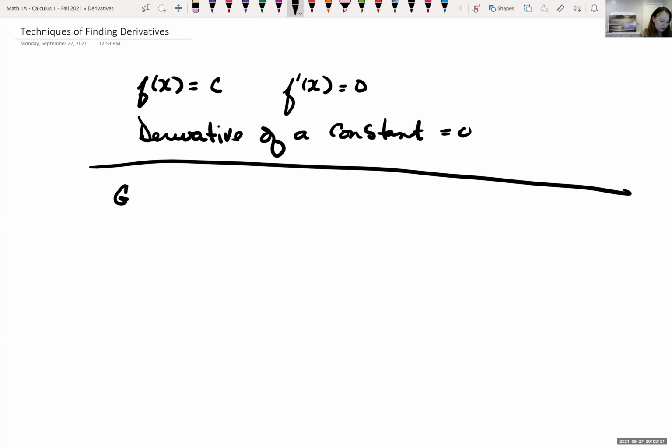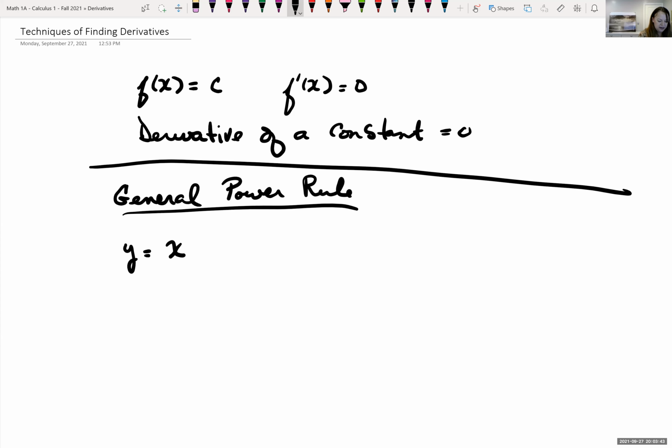We saw the general power rule. And this stated, if we have some function, maybe we'll call it something different now, y equals x raised to the nth power, where n is a real number, then when we take the derivative, one way to denote that is dy dx.